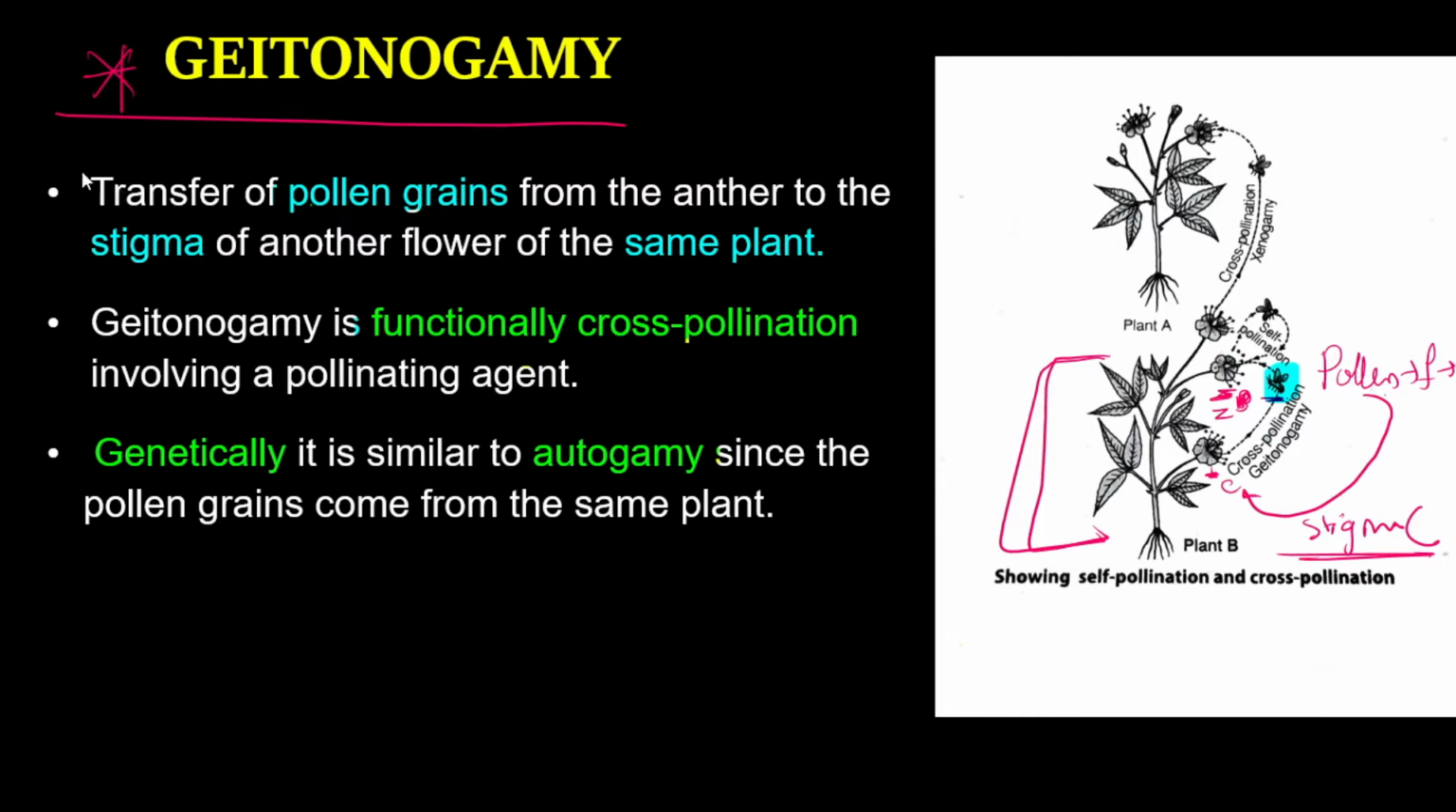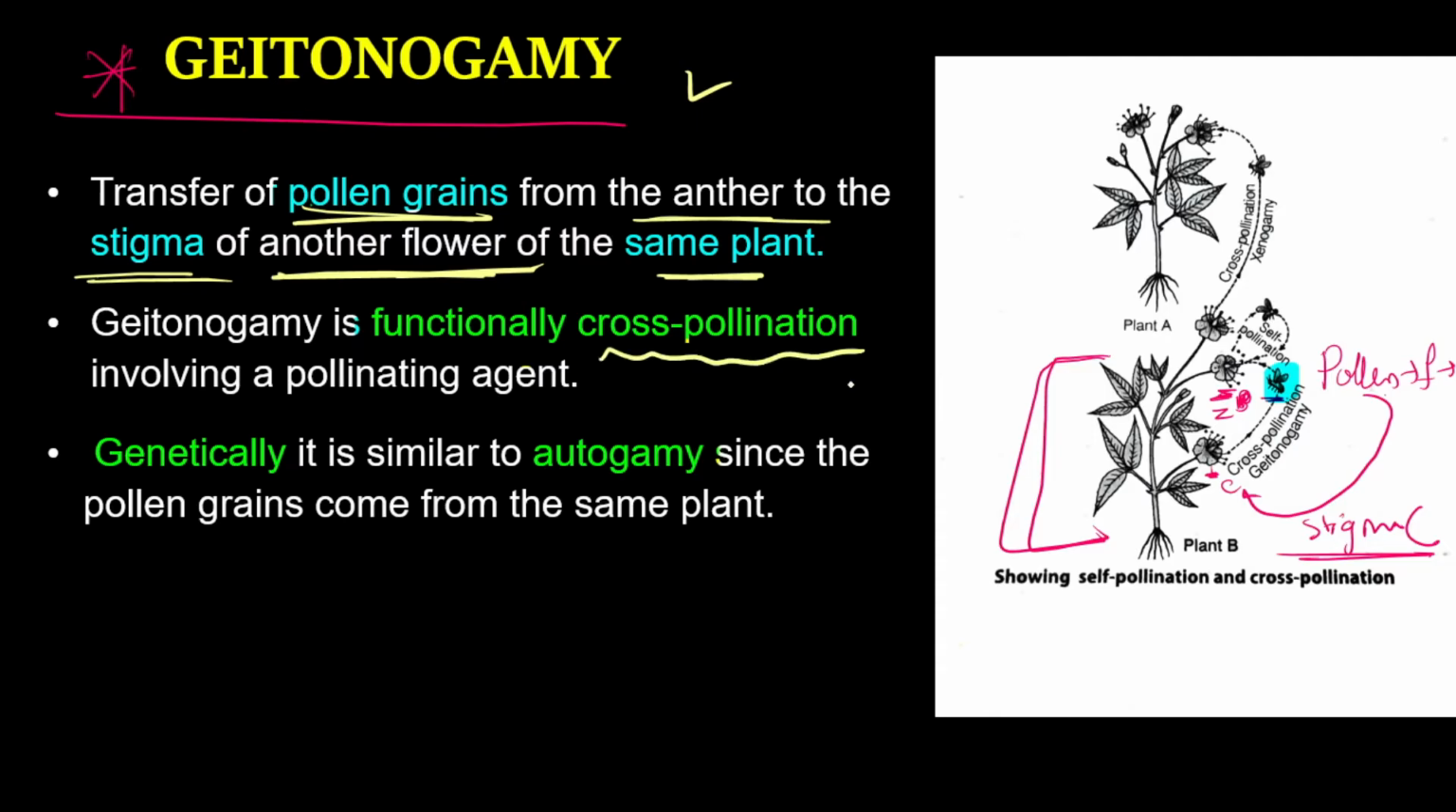Okay, so what happens in zetonogamy is that the pollen grain goes from the anther to the stigma of another flower of the same plant. If that occurs, functionally it is called cross pollination, no doubt in it, because there is an involvement of a pollinating agent basically. But genetically it is called autogamy.